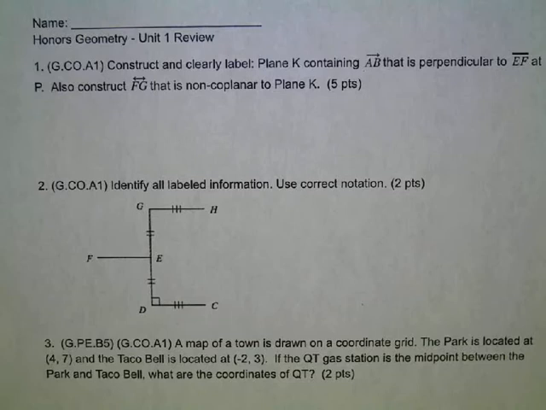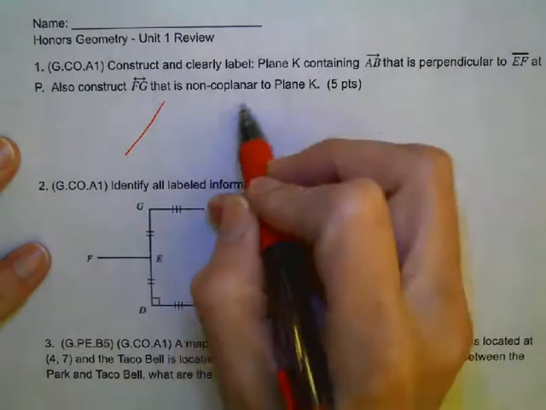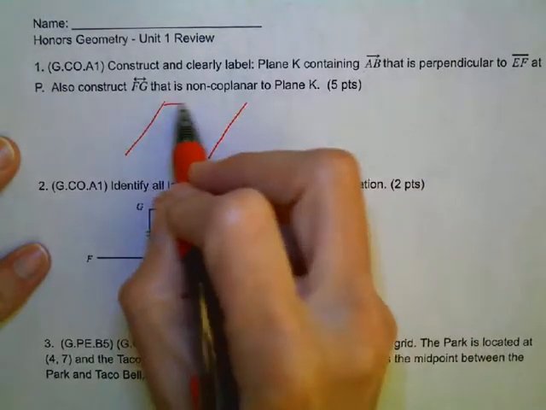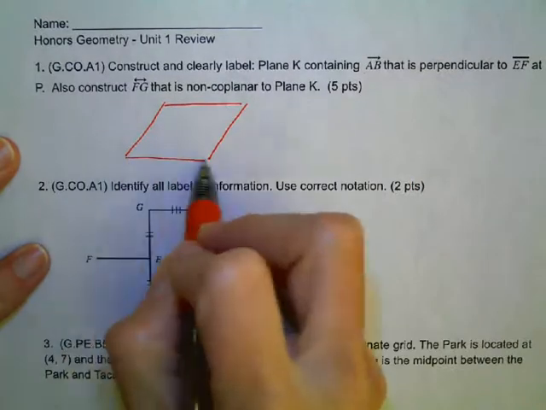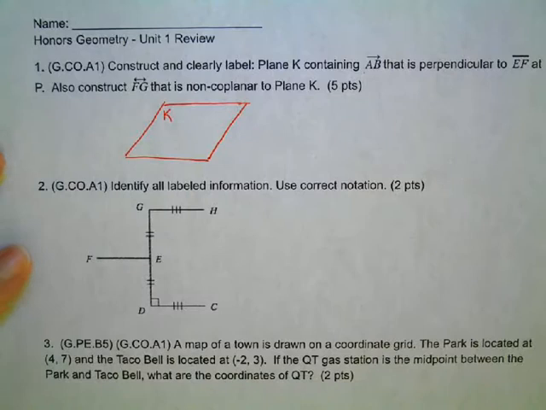Okay, we are looking at Honors Geometry Unit 1 review. If you look at this first one, it's construction, so you have to remember what all these words mean. We need to draw a plane K. We'll draw something like this. And we'll put a K in one of the corners for plane K, containing ray AB perpendicular to segment EF.